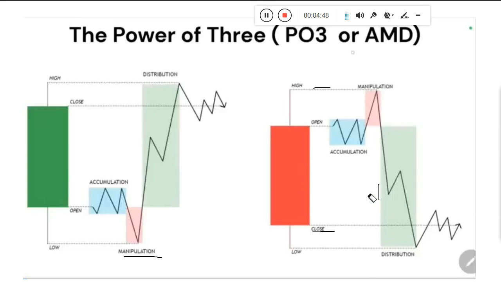That's the manipulation. So that's the power of three. That's the psychology of the power of three. So for you to see this pattern clearly, you need to go to the lower time frame. You will see the consolidation and you see the manipulation. You see it clearly on a lower time frame. So that's the power of three.